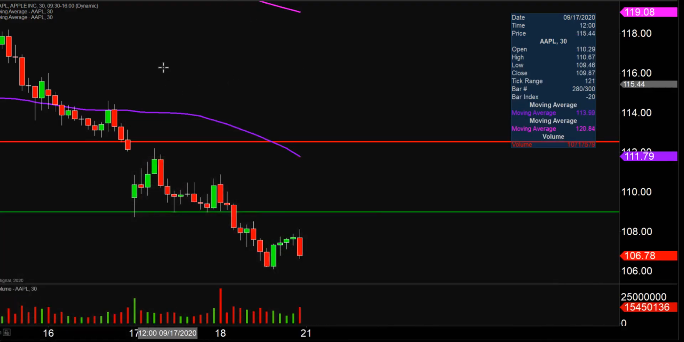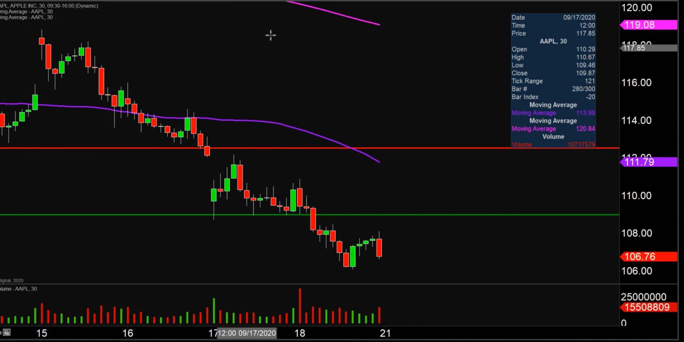Well, the bloodshed continues here on Apple. A totally bearish day, and not only day, but overall really week for the most part. So updates need to be done.